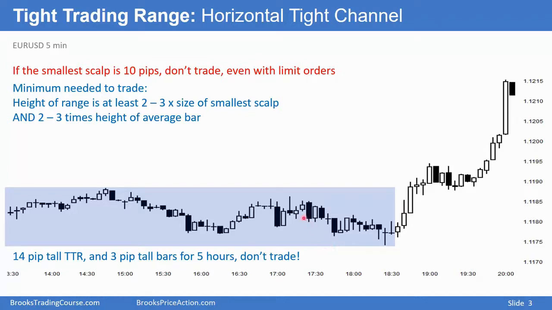But I also want the height of the range to be at least 2 to 3 times bigger than the smallest scalp. The smallest scalp is 10 pips. I need the range to be at least 20 to 30 pips tall to scalp, even with limit orders. Otherwise, do not trade. Too easy to lose money.